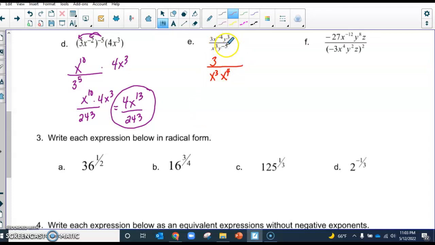And then same thing with my y. To make that -5 positive, I can put it on the top. Now I need to combine. These are being multiplied, so I'm adding my exponents. So I'm going to have 3y to the 8th over x to the 7th.